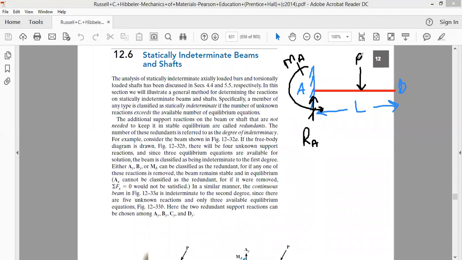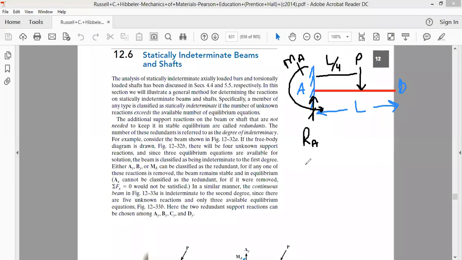Let load P be acting on the cantilever beam. Then, in response to the load P acting on the cantilever beam, at the fixed end we have reaction RA and a fixed moment MA. If this load is acting at some distance from the fixed end, let's say L by 4, L by 3, whatever it is.